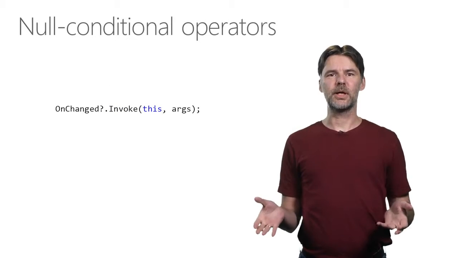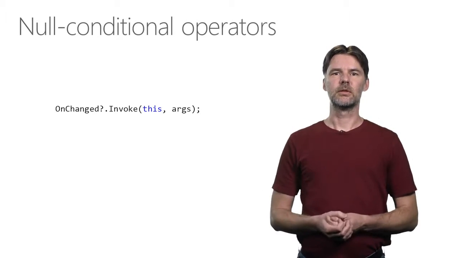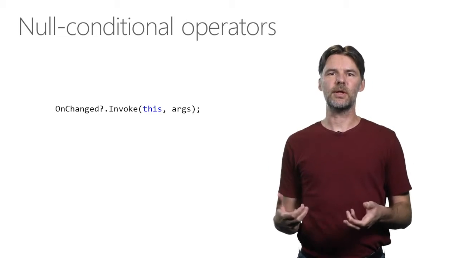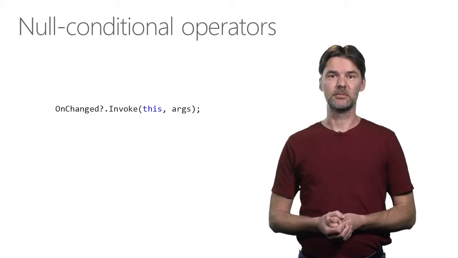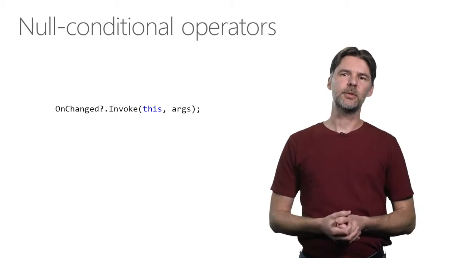With a null propagating operator, this is simply not a problem anymore. You can just conditionally call the invoke method on the delegate. The effect is that the delegate will be called only if it's not null. So I expect this to become a common pattern in C# code.